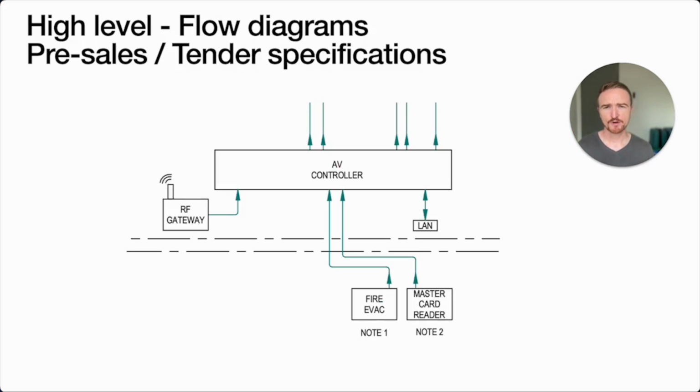Then we have flow diagrams. So again, we don't have specific inputs and outputs. These are often used if you're putting something out to tender. So maybe if you're the consultant and you want to allow the integrator, the person bidding on that job, to be able to choose whatever brands they want, but you need to give them basically a steer of what's required for the project. Then you'll notice, like on this drawing here, this is just a little snippet of the drawing.